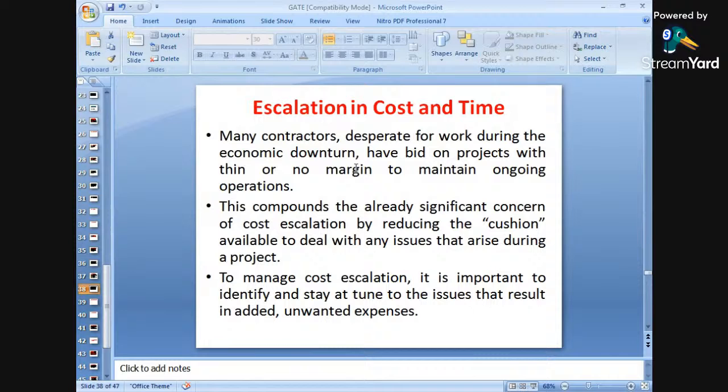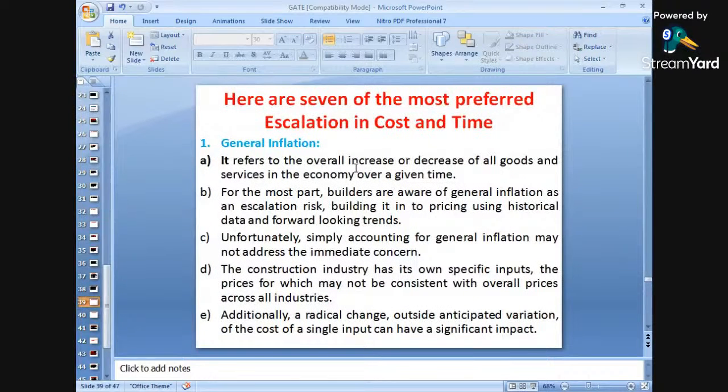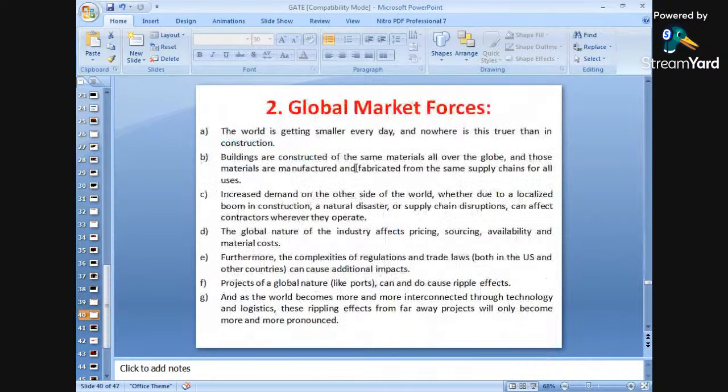So cost escalation is the decrease or increase in the cost of production or construction. Escalations in time as well as cost will be considered. Here are seven of the most common escalations in cost and time. These are the various considerations related with cost escalations.